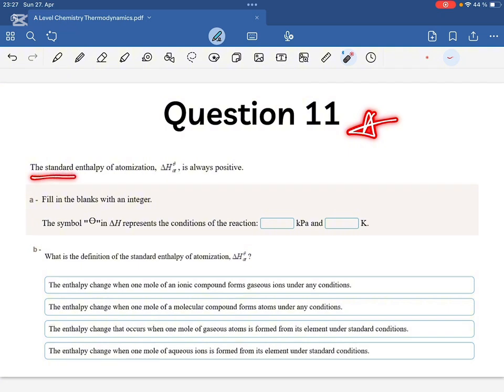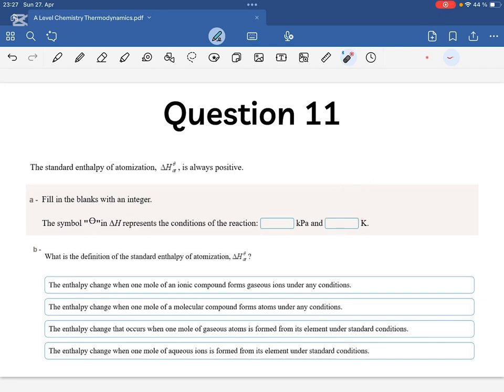Question 11, the standard enthalpy of atomization is always positive. Fill in the blanks with an integer. The symbol in delta H represents the condition of the reaction, and we need to memorize this symbol. We're talking about standard conditions, so it's actually 101 kilopascal and a temperature of 298 Kelvin or 25 degrees Celsius.